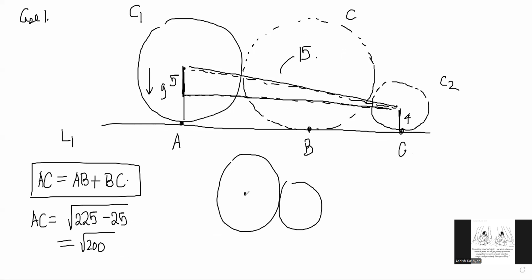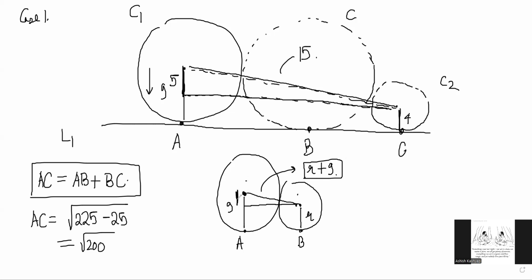So let's draw the figure again. This point is A, this point is B. This radius is R, this radius is 9. And I don't know this length, but I can make a guess there. It's because I know that the circles C1 and circle C are touching each other. So what will be the distance from the center of C1 to the center of C? That will be equal to R plus 9, right? Because the radii are R and 9. C1C is equal to R1 plus R2.